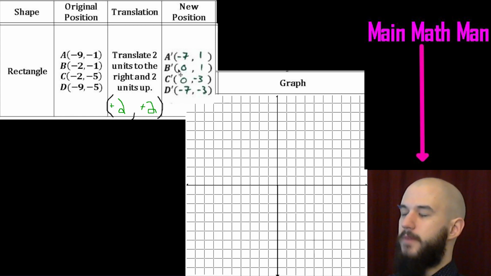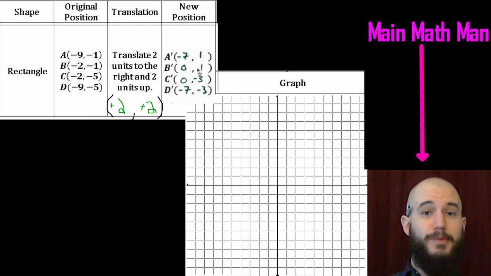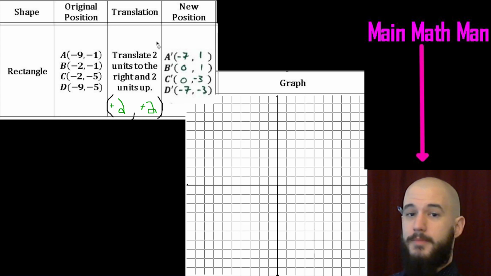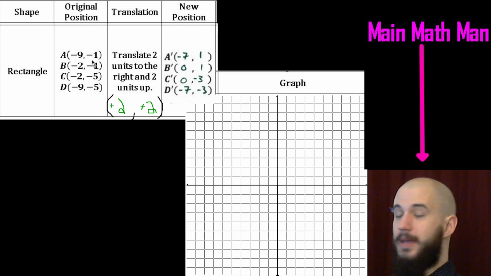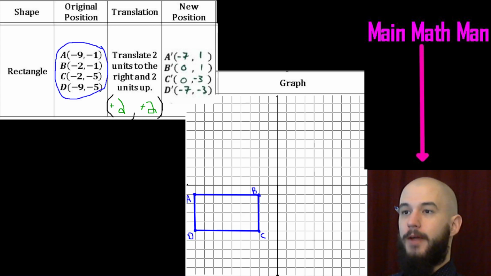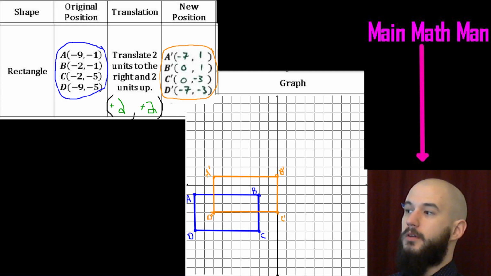And so each of those values, I'm just kind of doing simple arithmetic. I'm not making any mistakes this time. And I can have my easy and good end result, or my image. And so when I go to graph them, I'm graphing those original points in blue. I'm going to graph the image in orange.